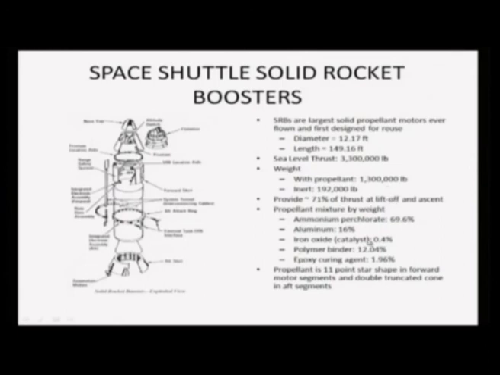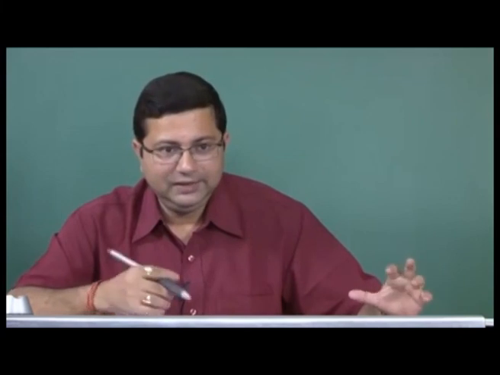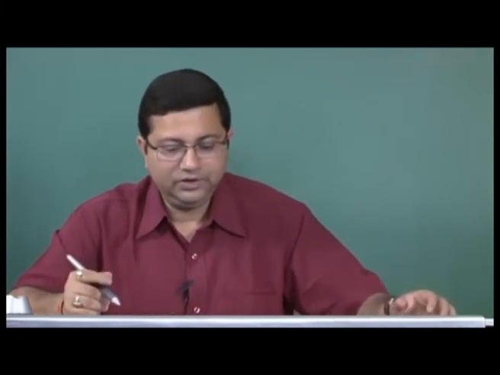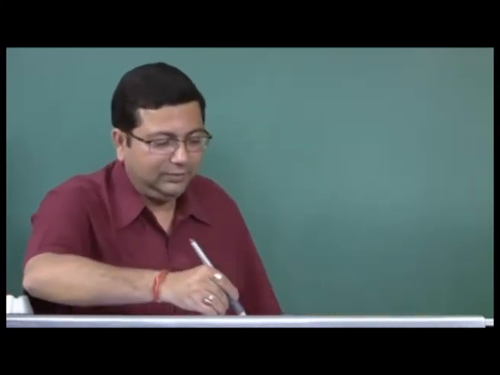The propellant mixture by weight has ammonium perchlorate, aluminum, iron oxide, polymer binder and epoxy curing agent. So, it is a composite propellant, and the propellant is an 11-point star shape in the forward motor segment and a double truncated cone in the aft segment. So, there are 2 types of propellant grain used at 2 different locations. So, this is the full schematic of a space shuttle solid rocket booster.